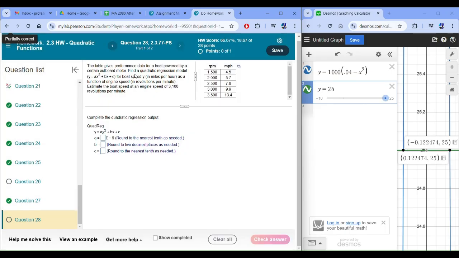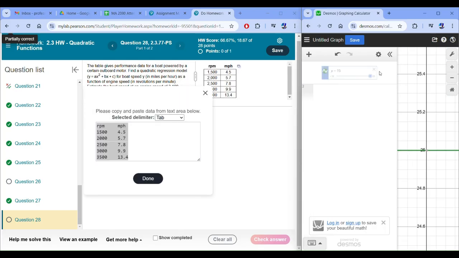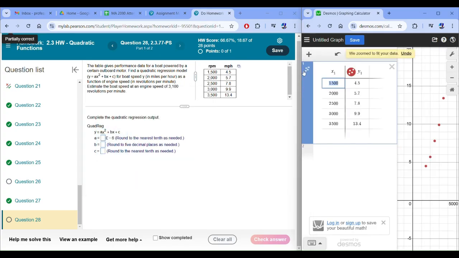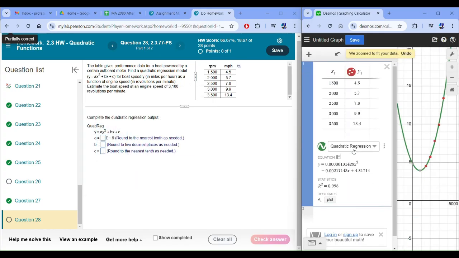Table here, find the quadratic regression. Okay, let me copy this to my clipboard. Let me delete this. Let me copy that. Let's go ahead and paste that into here. Let's run a quadratic regression on this. And what are these values? Round to the nearest tenth as needed.